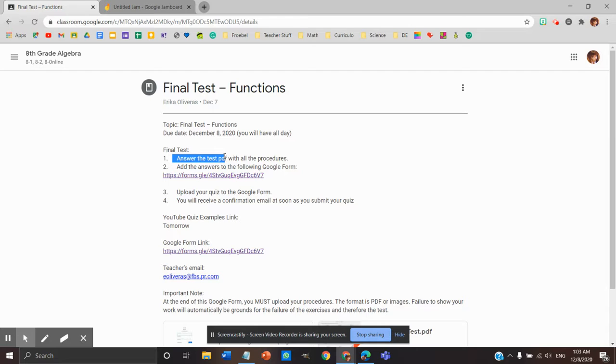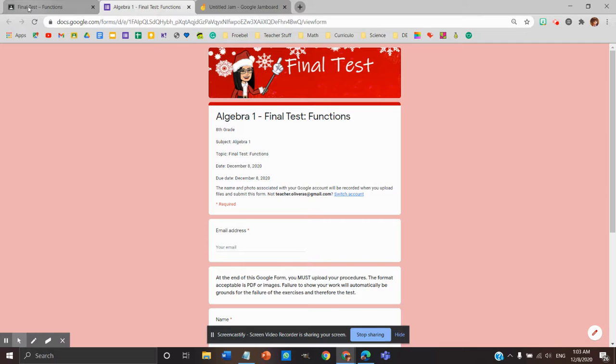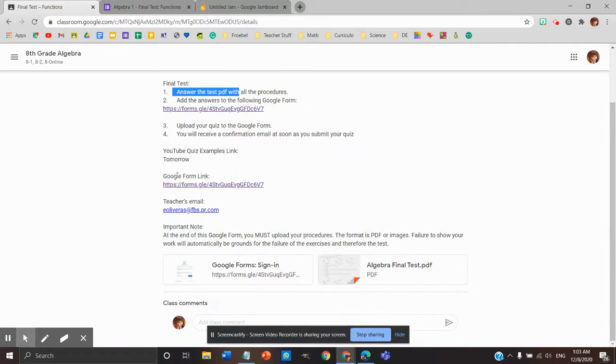You're going to answer your test PDF. That means the PDF that I'm sending you with all your procedures. Then you're going to answer the following Google form. That is your Google form. At the end of your Google form, you're going to upload your quiz to that Google form and you will receive a confirmation in your email as soon as you press submit. So please check your email to see if you received that confirmation.